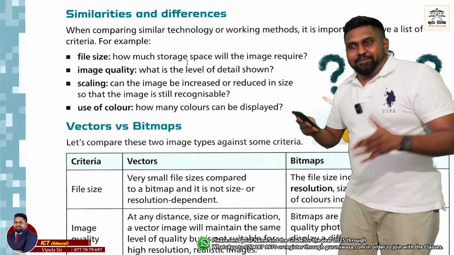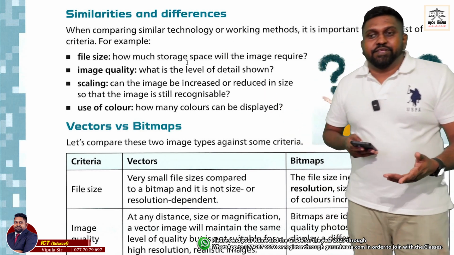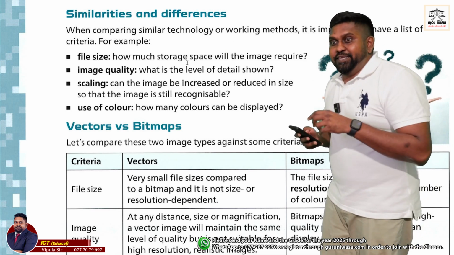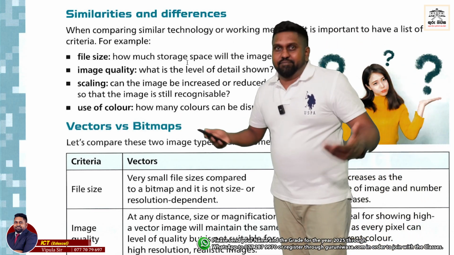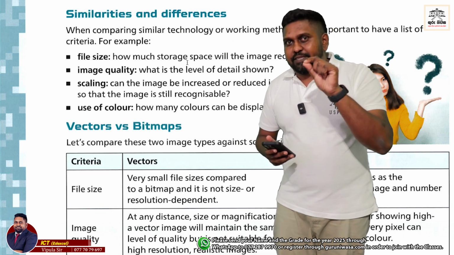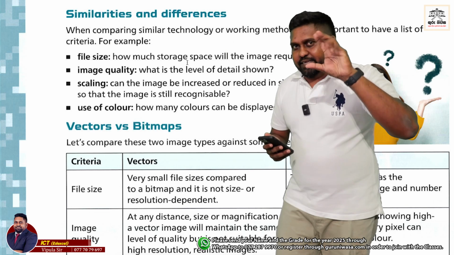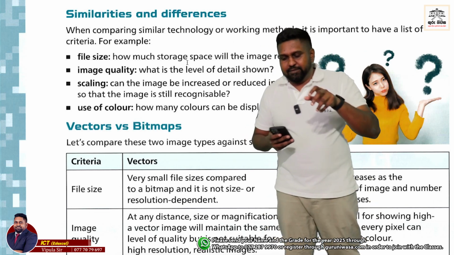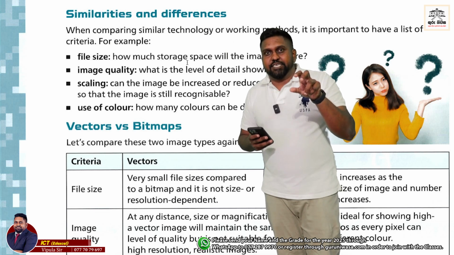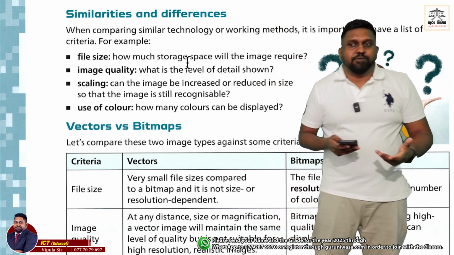Like when you resize it, whether the image gets blurred or not, right? And the use of color. So how many colors can it display? So with vectors, the color palettes are limited, right? Because it doesn't have individual pixels. Vectors have drawn circles and items which have a single color. So when you need multiple pixels with different colors, then it's not going to work out.